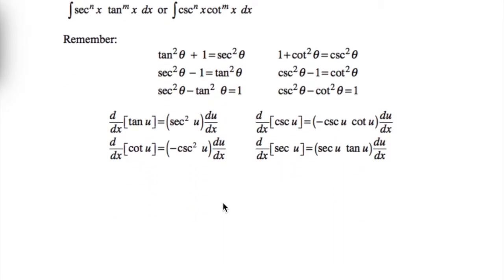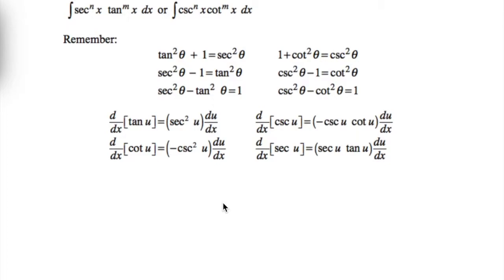And so when you're going into this section, it's really important to remember those Pythagorean identities, that secant squared theta is equal to tangent squared plus 1, and so forth, as you can see on the screen. And also to remember the derivative rules, that the derivative of tangent u would be equal to secant squared u du dx, and that the derivative of secant u is equal to secant u tangent u du dx.